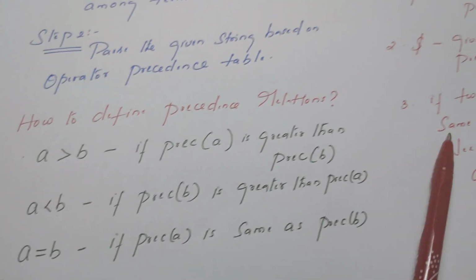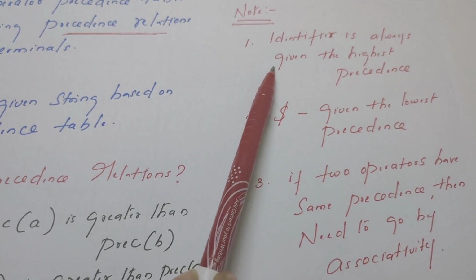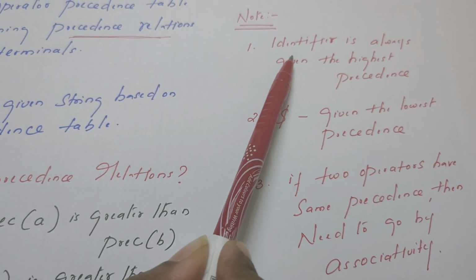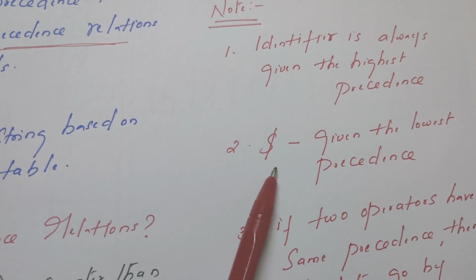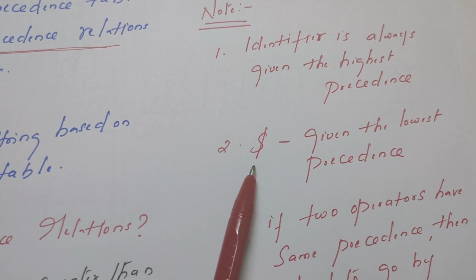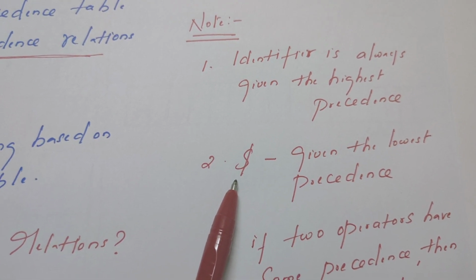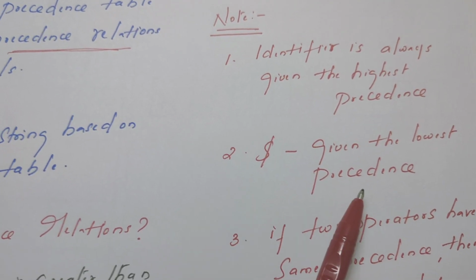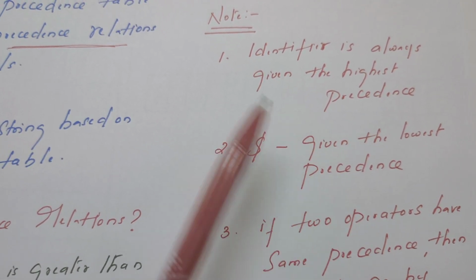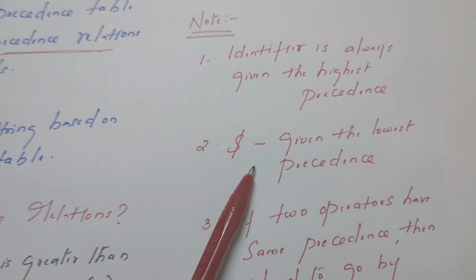Apart from that, three important points we need to remember. The first thing is, in a grammar, the identifier is always given the highest precedence. And the dollar we normally use to indicate the end of the string, right? It is a right hand marker, or a sentinel. This dollar is always given the lowest precedence. Identifier is always given the highest. Dollar is always given the lowest precedence.